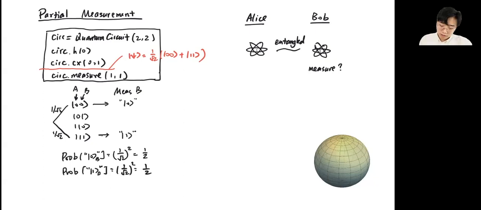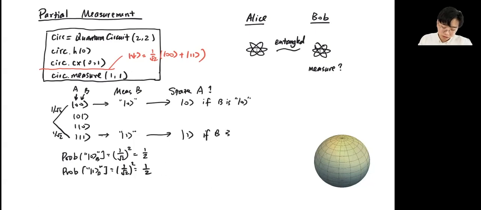Let's take a look at the state of A after the measurement. We know for the first case, we have 0 for Alice. In the second case, we have 1 for Alice. So the first case is conditioned on Bob measuring 0, and the second case is conditioned on Bob measuring 1, where the measurement outcome of Bob is a probabilistic event.